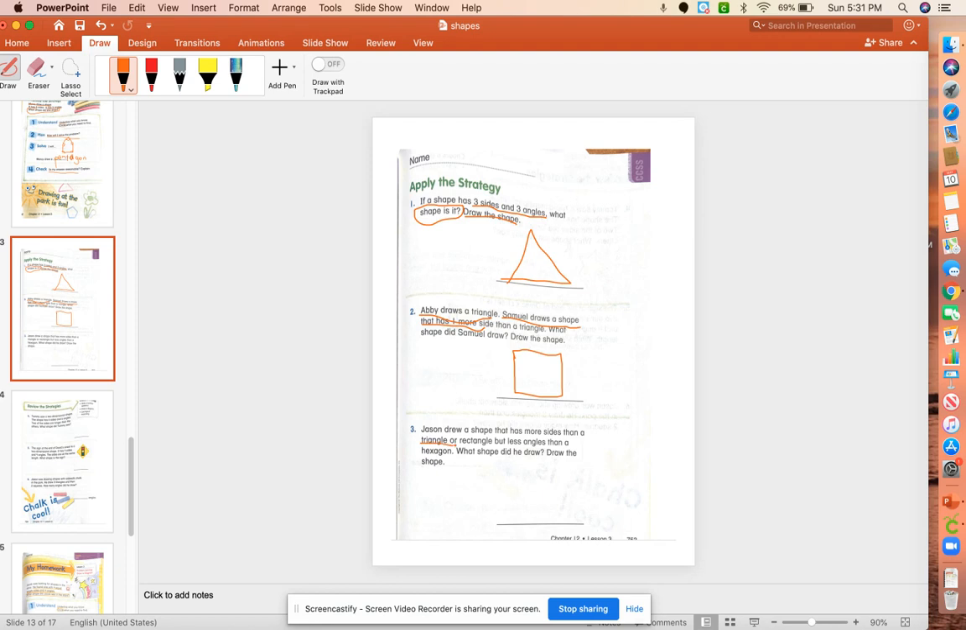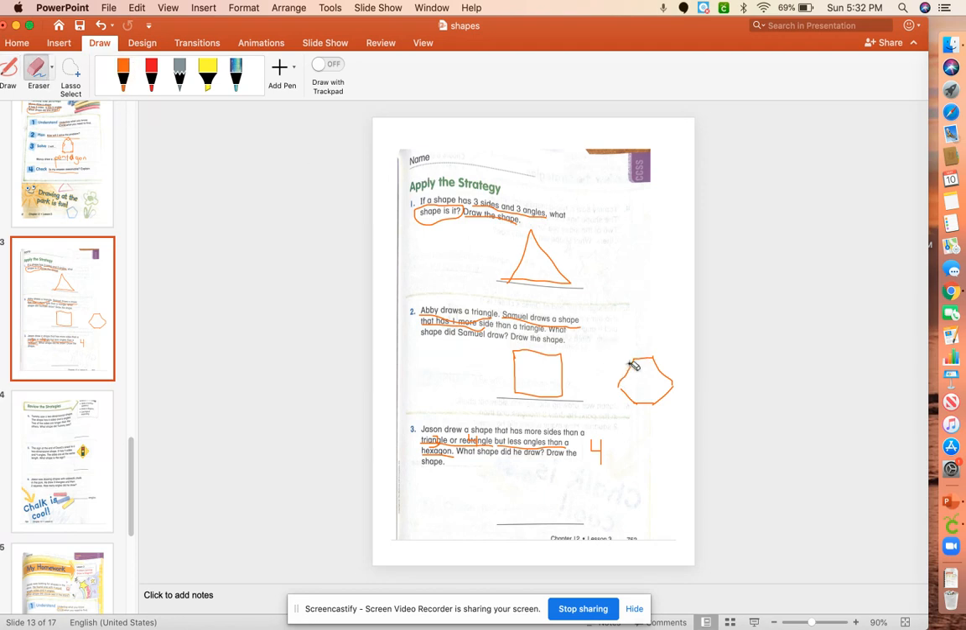So first we need to figure out how many sides does a triangle or a rectangle have. A triangle has 3 and the rectangle has 4. So it's got to be more than 4 sides, but less than a hexagon. How many does a hexagon have? Hexagon is 1, 2, 3, 4, 5, 6.